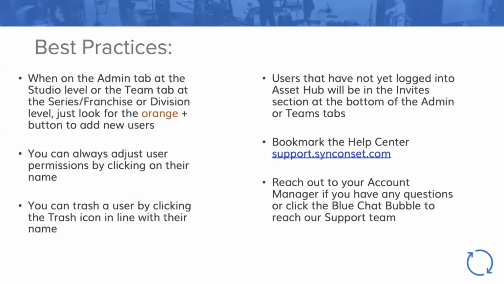All right, so let's go over some best practices now. So when you're on the admin tab at the studio level or the team tab at the series, franchise, or division level, just look for the orange plus button to add in new users. You can always adjust user permissions by clicking on their name and just clicking the little boxes and adjusting their user permissions as needed. You can trash a user on any of the pages by clicking the trash icon in line with their name. Users that have not yet logged into Asset Hub will be in the invite section at the bottom of the admin or team tabs.